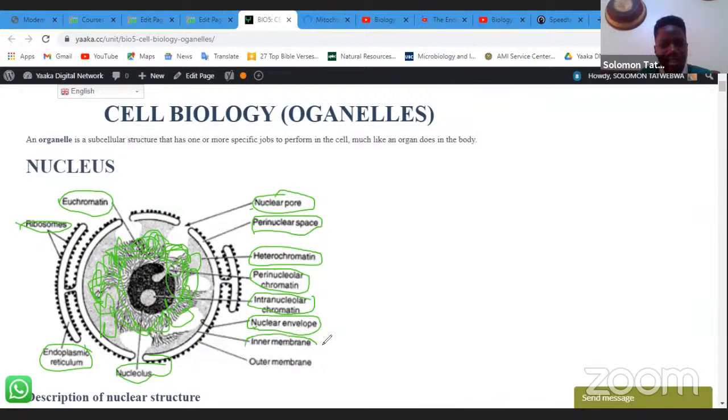What is the function of the ribosomes? Who knows? Function of ribosomes. Who remembers? Xavier, do you remember? Or Becky? Function of ribosomes.